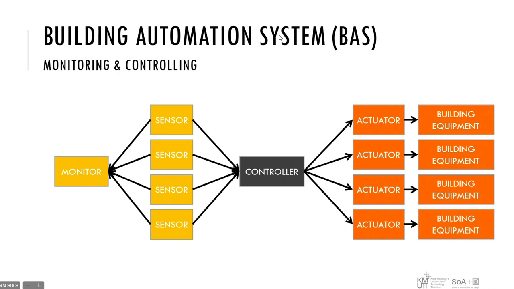And then in order to control, the controller is between the sensors and the actuators, because the controller goes with a certain protocol that is put into place to respond to any kind of changes within the sensor's response. And the actuators then access individual building equipment to put that request into motion.